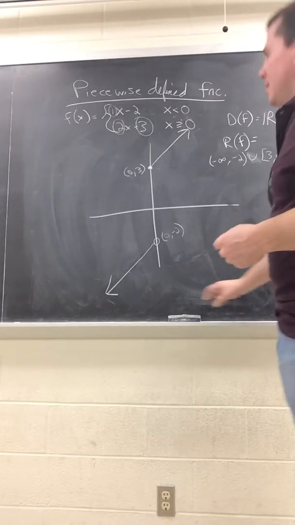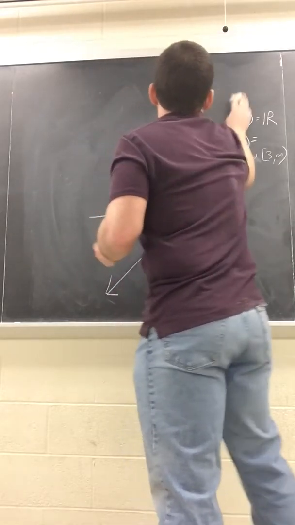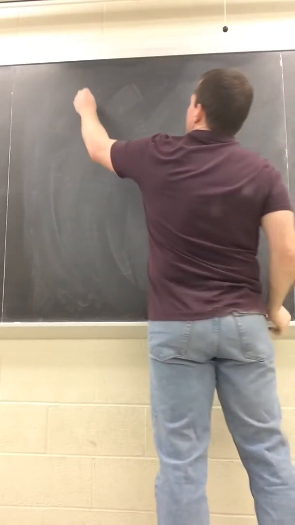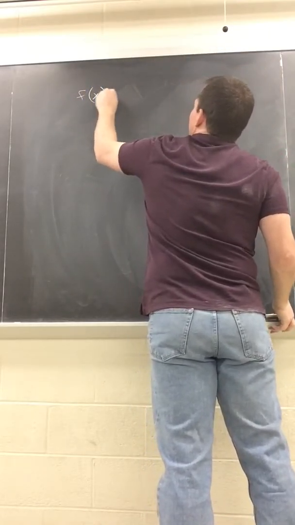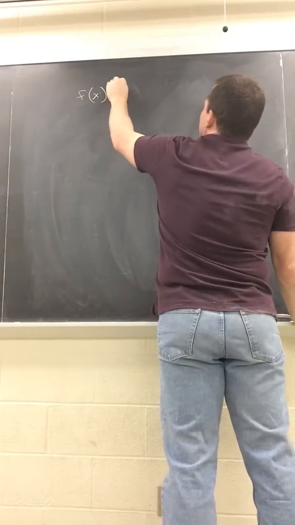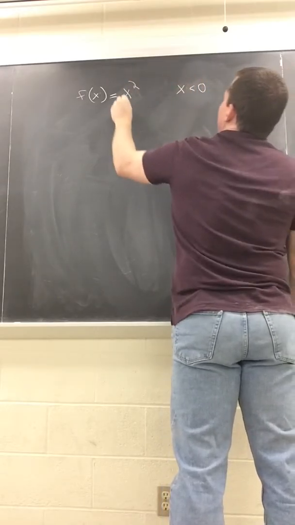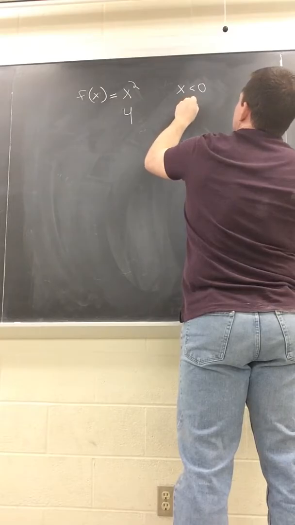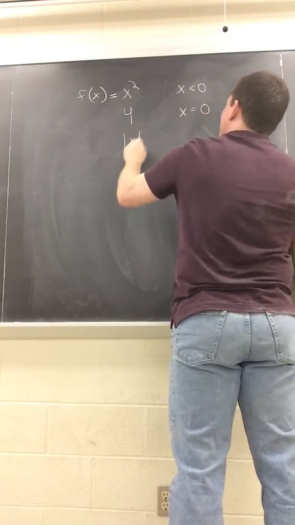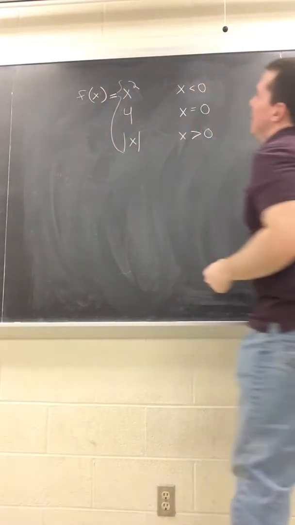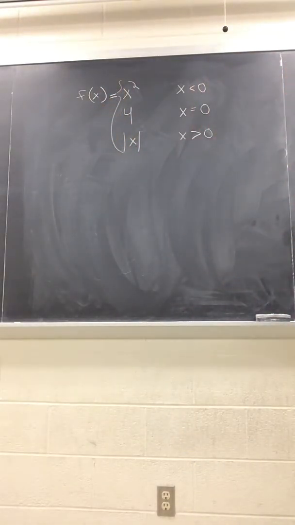Let's see. We can maybe quickly do one more. So suppose we have f of x equals x squared if x is less than 0, 4 if x equals 0, and the absolute value of x if x is greater than 0. So now we have 3 parts as opposed to 2, but the idea is the same. Graph each of the 3 parts separately on the same picture and make sure it passes the vertical line test.